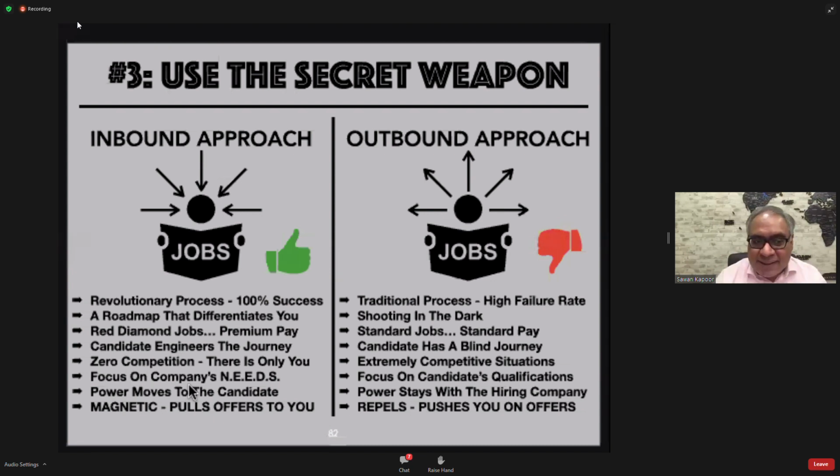The focus here is on the company's needs. You are now speaking in a language that they want to listen to. And that is why the power moves to you. See, in life, whenever you take a sincere interest in someone else's problem, you will become more important for them. Yes, give me a Y for yes if you're understanding this.